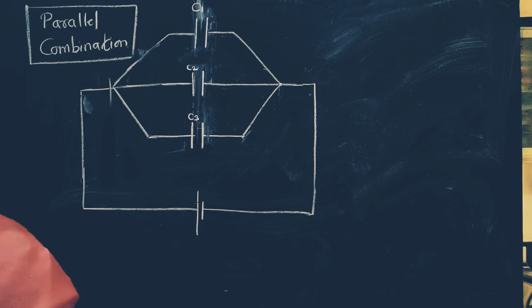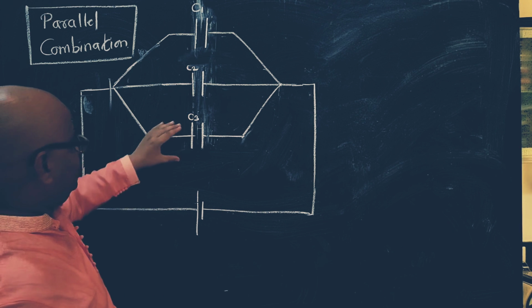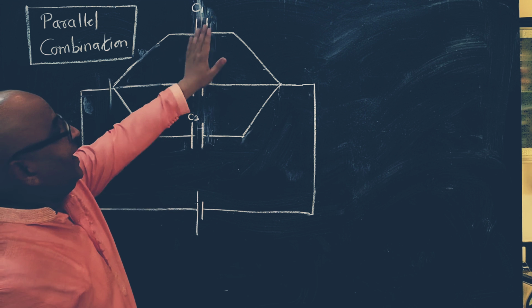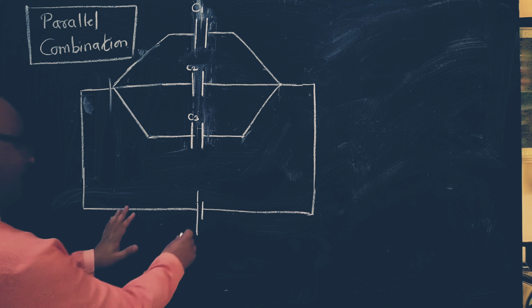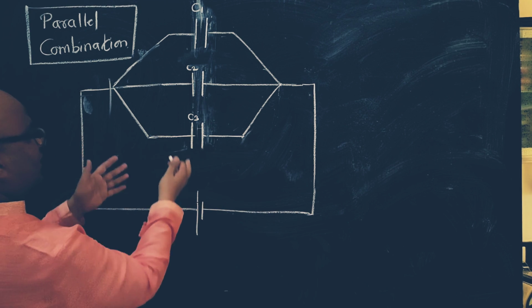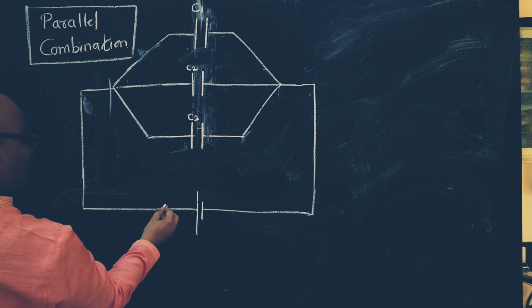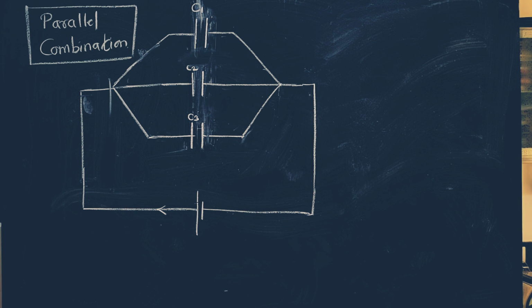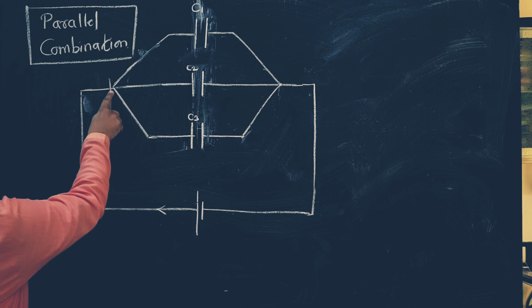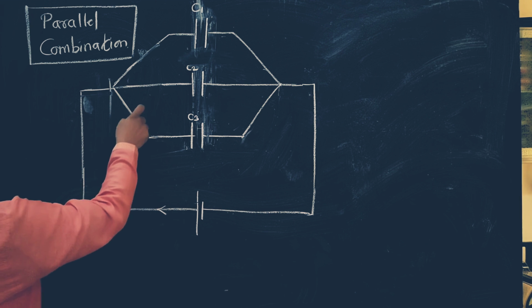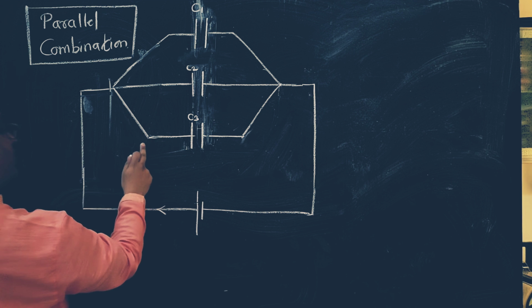Now what happens in a parallel combination? The first plate of each capacitor is connected to the positive terminal and the second plate is connected to what? Negative terminal. Now I am connecting these three capacitors as shown in the diagram to a source of EMF. Now there is no charge on these capacitors. This source delivers current. What is current? Rate of flow of charges. So charges are flowing over here. When charges come over here, they will be split up into three branches. Some charge will flow over here, some will go over here, some will go over here.